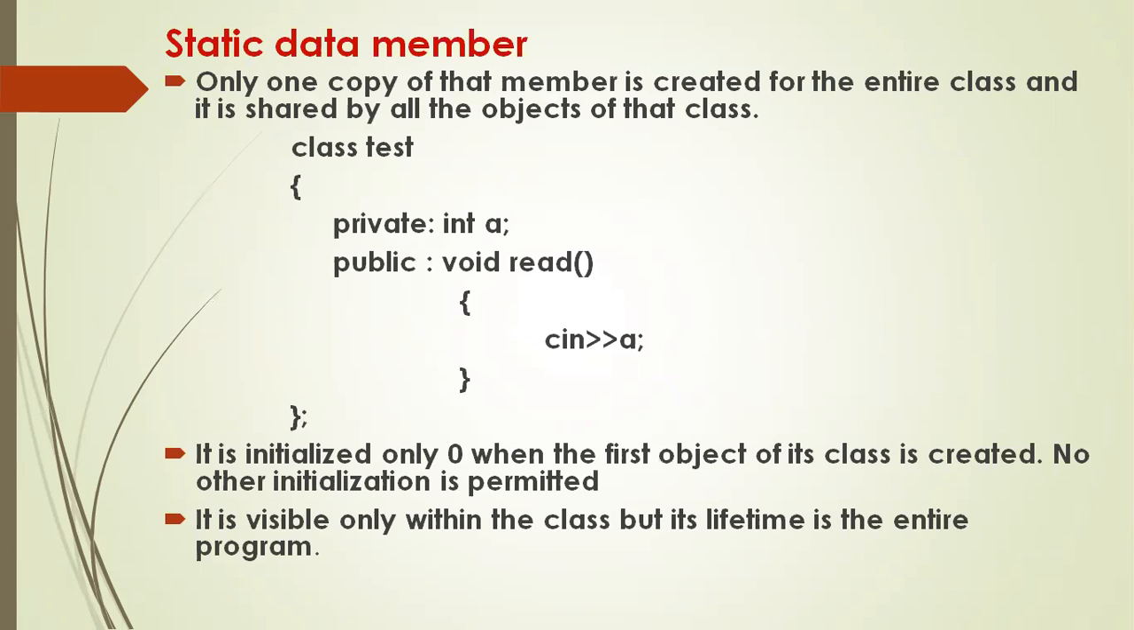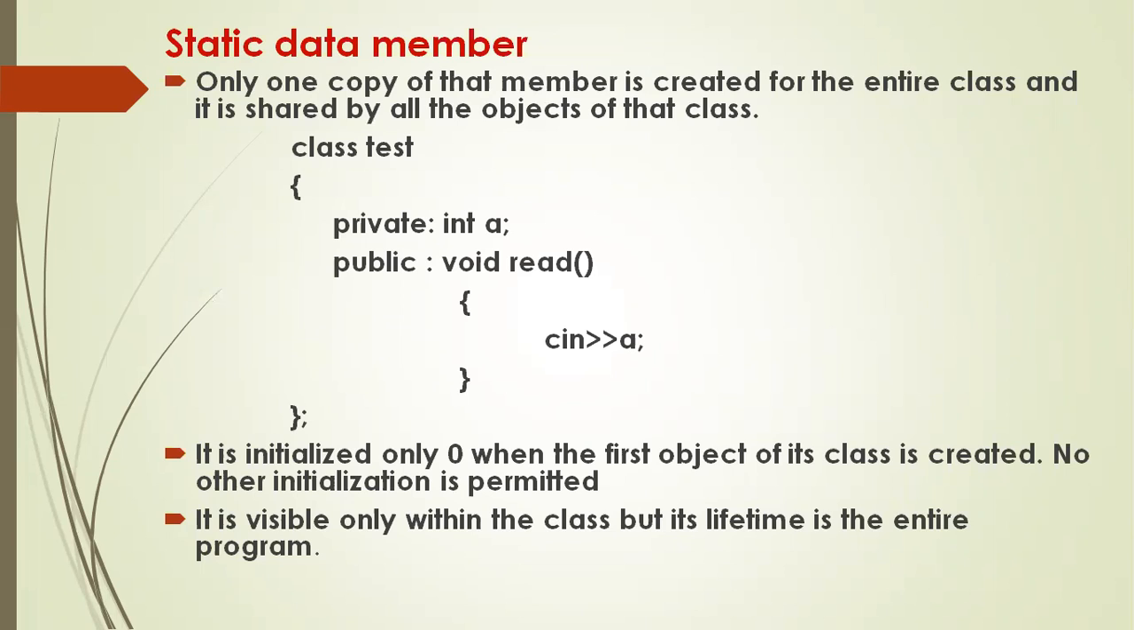To understand the concept of static data member, let us take one simple example. class test { private: int a; public: void read() { } };. When you look at this class, we can understand that the class has one data member called a and one member function called read. And the read function belongs to the category of function without argument and without return value.